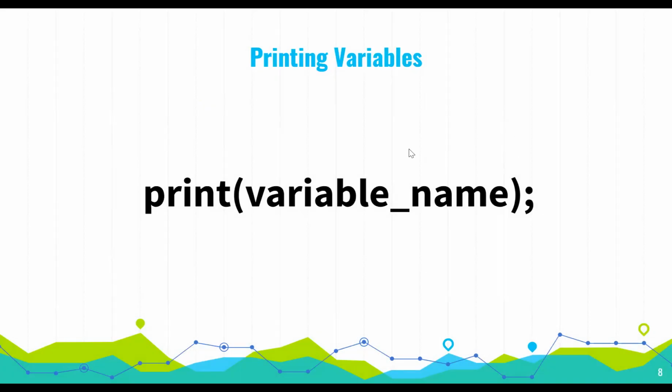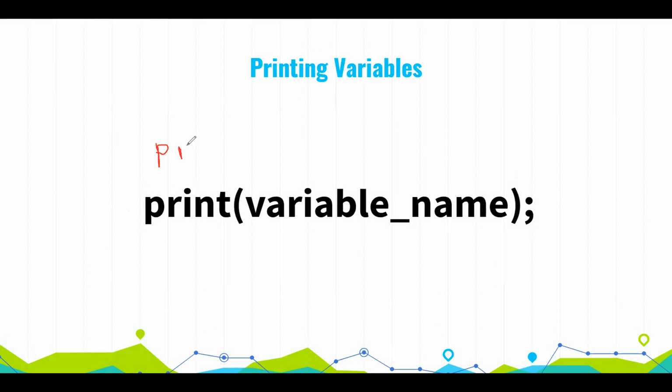Now printing variables. Whenever you're printing a variable, you want to put a statement like print, with parentheses, and inside you're going to put the variable name. So print, let's say I have a variable named num. So I'm going to do print(num). And then at the end of every statement, you're going to put a semicolon.